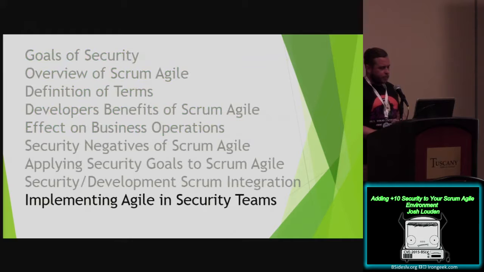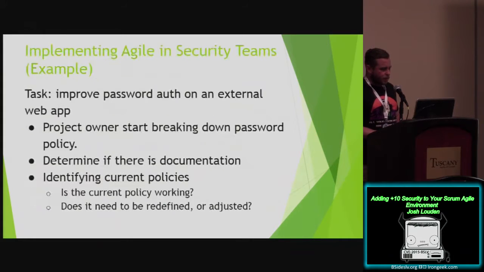So implementing Agile and Scrum and security teams, I'm going to give an example on that. So let's say we want to improve the current password authentication to an external website. Within the beginning, we might have various tasks to help get the project rolling. So the product owner will need to break down the current policy in a grooming session, start breaking things up into small slivers, and tasks will start coming out of that.